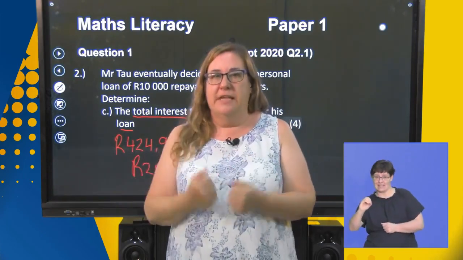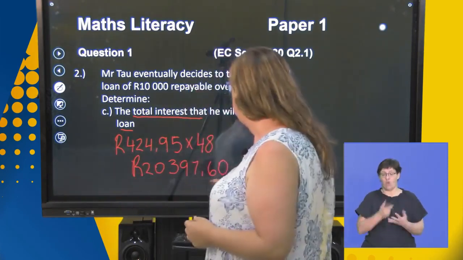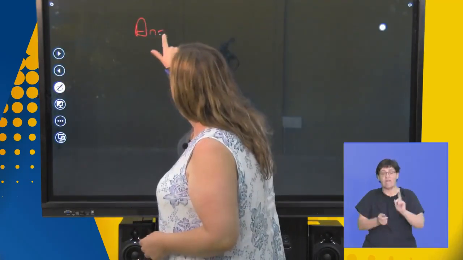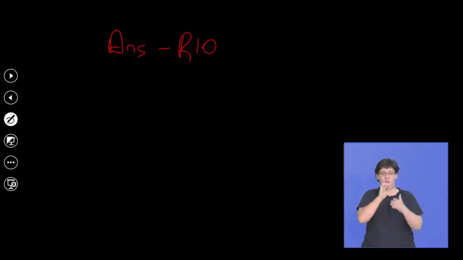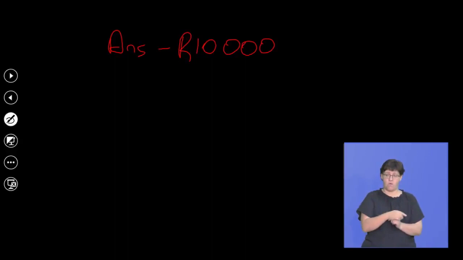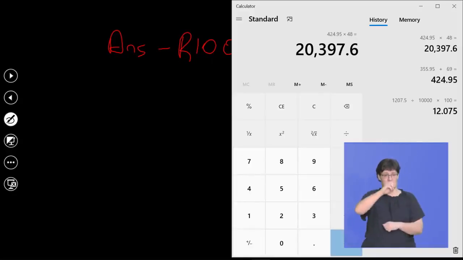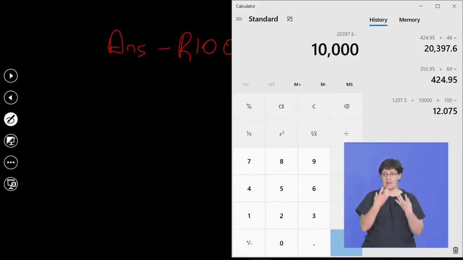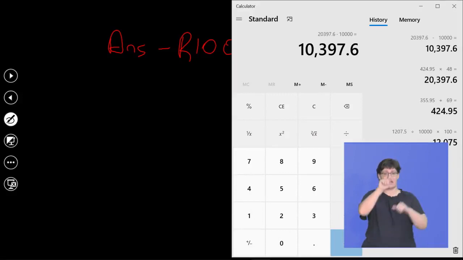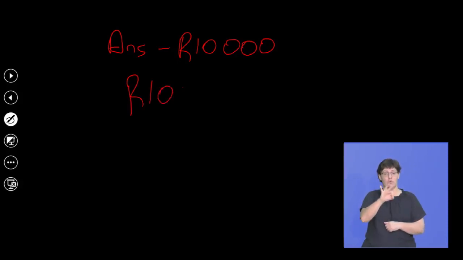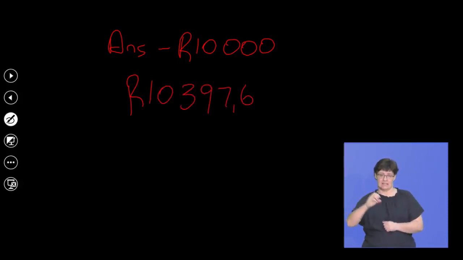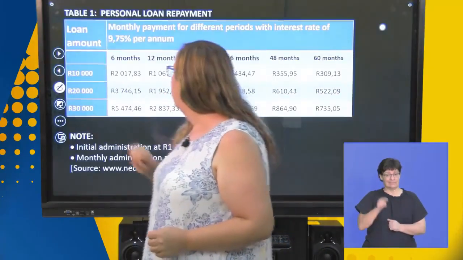He borrowed 10,000 Rand, so we've got to take off the 10,000 Rand, and I think I've got some space on my next page. So I'm going to take my answer from the page before, and I'm going to minus my 10,000 Rand, because that was the loan, not the interest. On my calculator, I've got this number, and I'm going to minus my 10,000 Rand, and I get an answer of 10,397.60. And that is what he pays in interest. Okay, next part of our question.